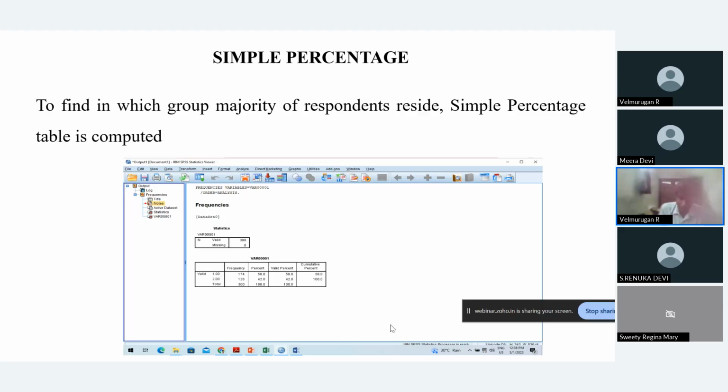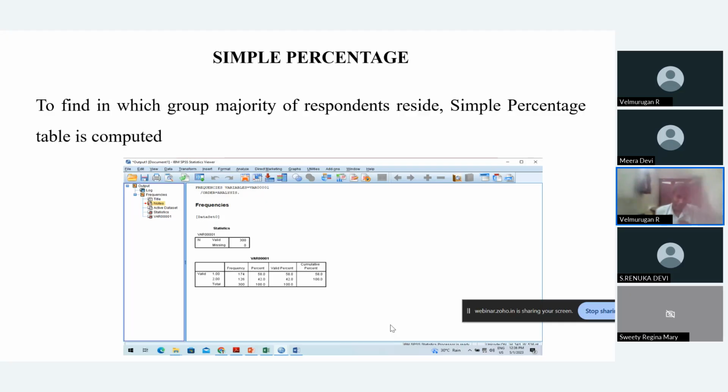Usually, when we construct a questionnaire, surely we will make use of three types of scales. One is nominal scaling, another is ordinal scaling, and another is Likert scaling, or interval scaling. Then the ratio scaling is for secondary data. And for nominal scaling data, you can make use of simple percentage. The purpose of simple percentage is to identify in which category the majority of the respondents reside.